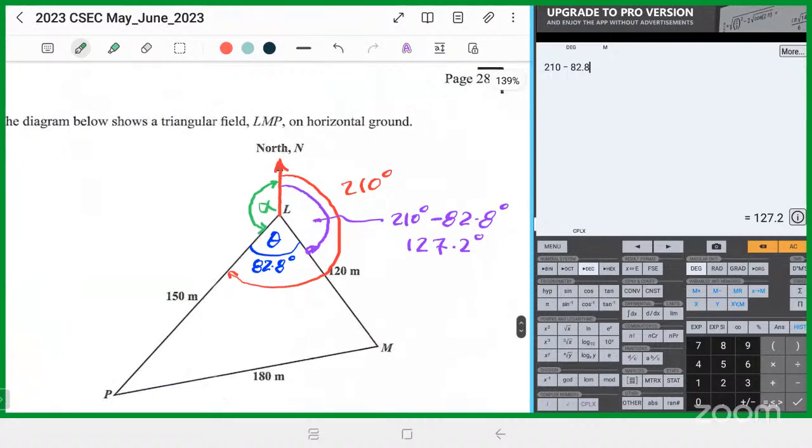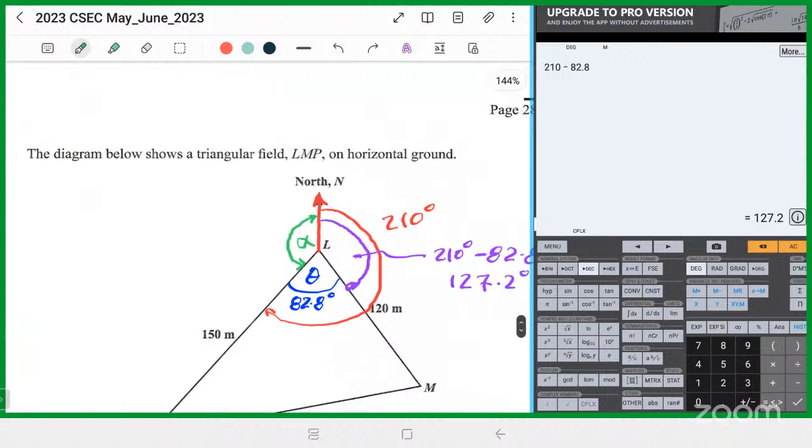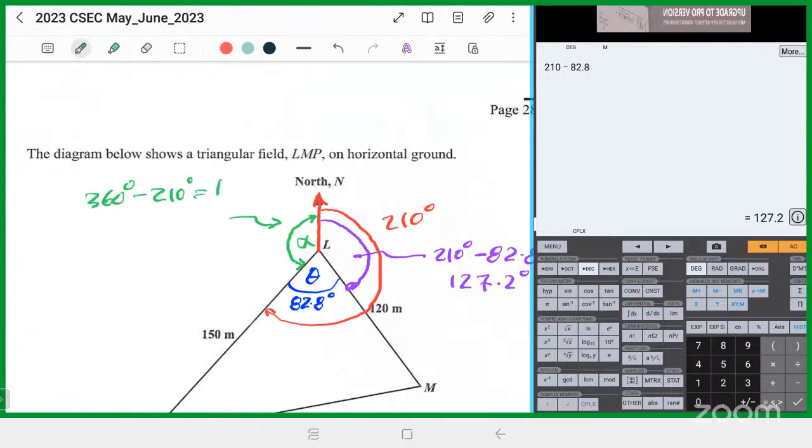That's easy to find because the total angle around the point L is 360 degrees. All of this up to this line is 210. The remaining piece in here, alpha, becomes 360 minus 210, which is 150. That angle is 150 degrees.